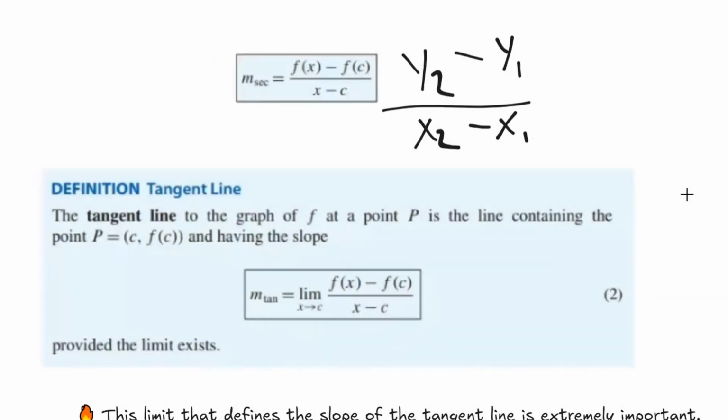So if you think about it, what we really did was take the limit as that second x value approached the a value, or the c value in this case. And this is how we define the tangent line. The tangent line to the graph of f at the point P is the line containing the point P, which is c comma f of c, having the slope right here. Notice this is the limit as x approaches c of the slope formula for the secant line, provided that limit exists.